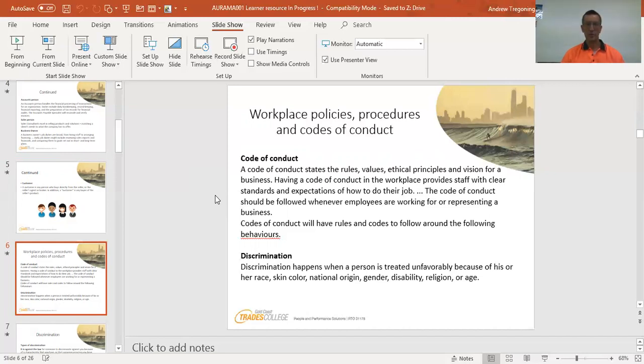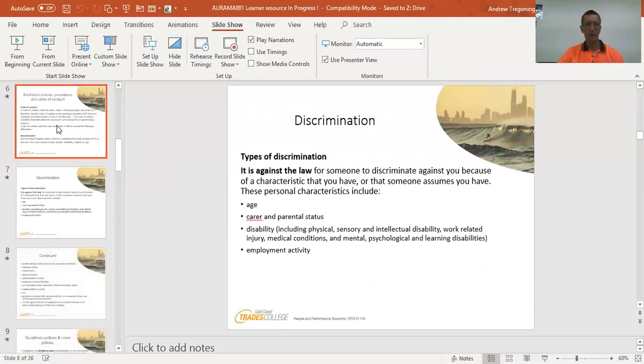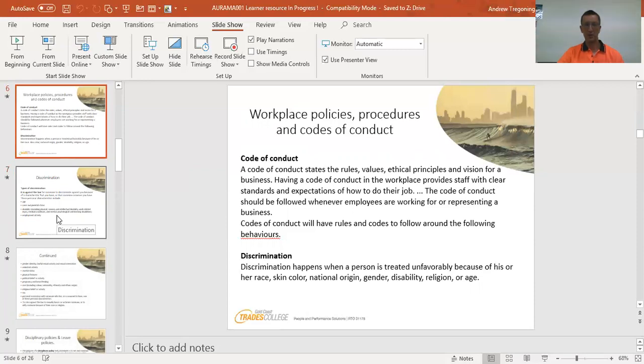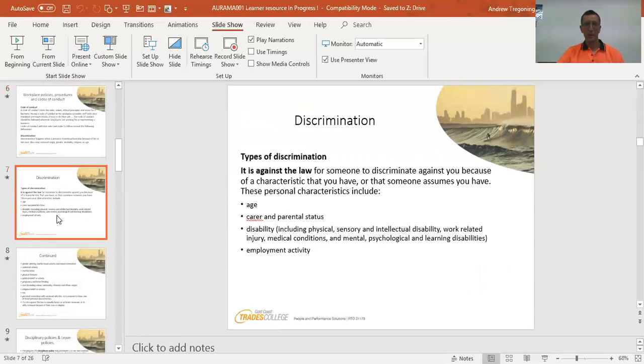I think you've all heard the word discrimination. Discrimination happens when a person's treated unfavourably because of his or her race or skin colour, national origin, gender, disability, religion or age. And certainly there's some more broader or extra things to add there as well. So there's a number of different types of discrimination. As an overview, it's against the law for someone to discriminate against you because of some sort of characteristic that you have or that someone assumes that you have.